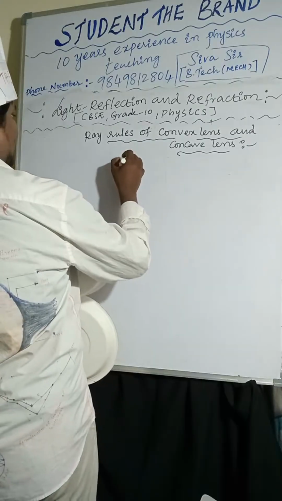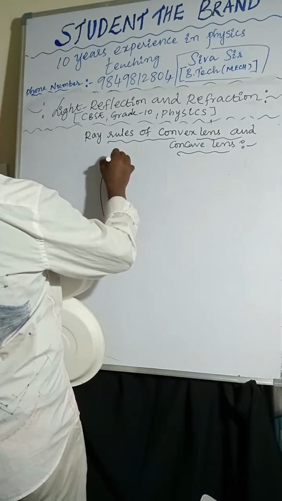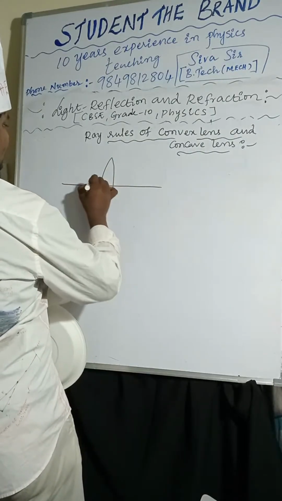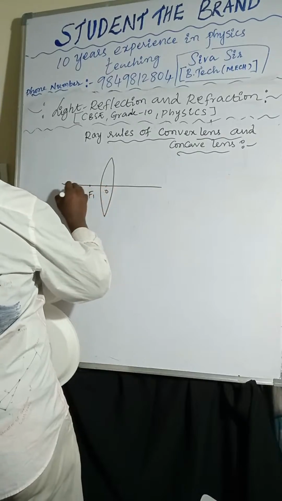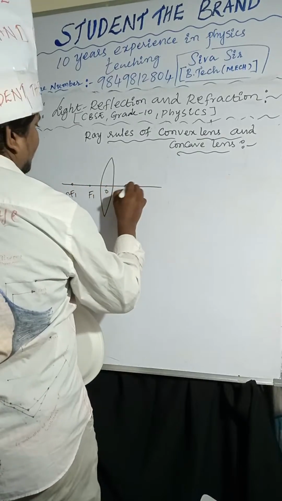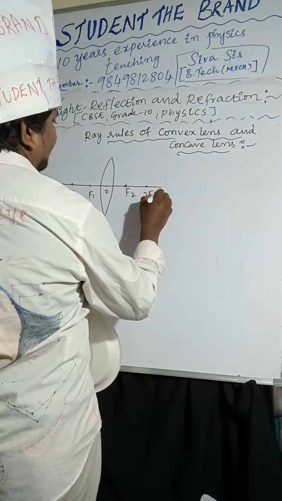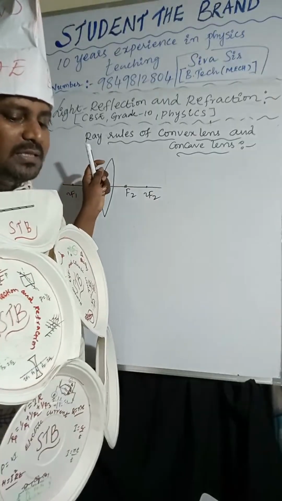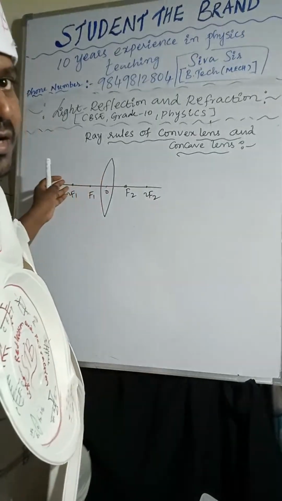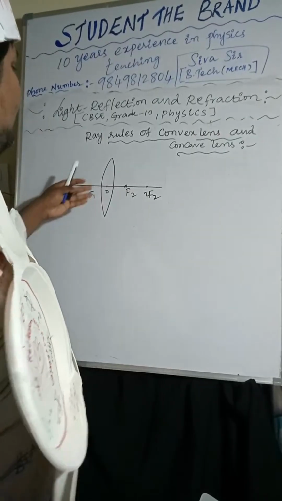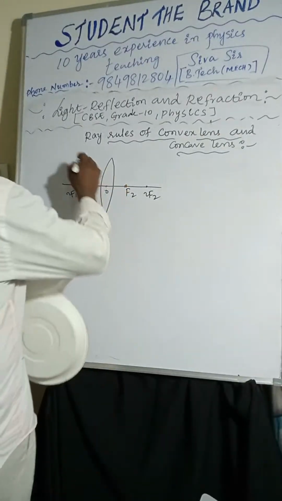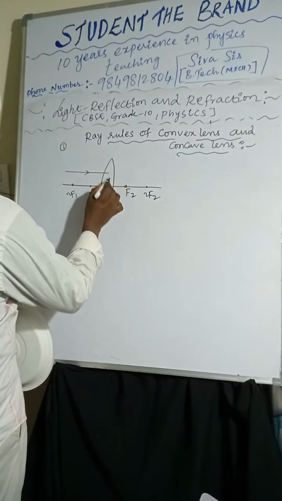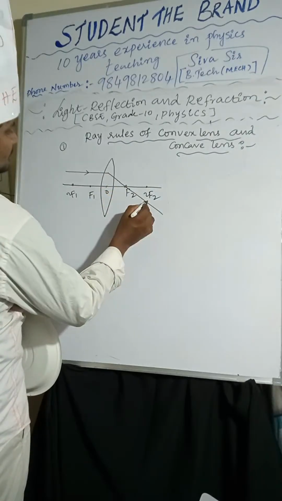So I am taking here this is a convex lens. Optic center, F1, 2F1, F2, 2F2. So this is about convex lens. The first ray rule is, the light ray coming from infinity, after refraction, passes through the focus.